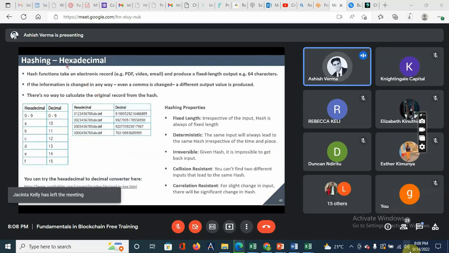Then there is a concept called hexadecimal. So what happens in hashing? A hash function takes an electronic record. It can be anything like a PDF, video, email, or just a text message, and produces a fixed length output of 64 characters. And if the information is changed in any way, even a single comma, a different output value is produced, which we saw on the last slide. And there is no way to calculate the original record from the hash because there is no backward engineering.